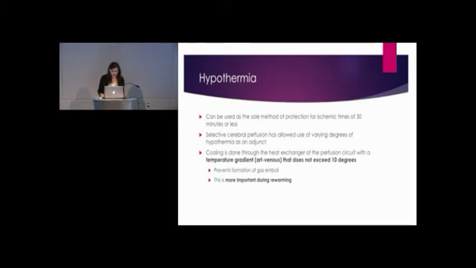So how do we do this? Cooling is done through a heat exchanger of a perfusion circuit with a temperature gradient of arterial to venous blood that generally doesn't exceed 10 degrees. And this is to prevent formation of gas emboli, and this is particularly important during the rewarming process.